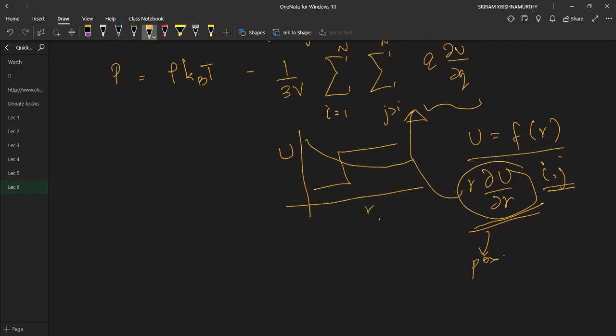And then what we do is, when we calculate the pressure, we add the ideal part plus the pxs, which comes from this equation.